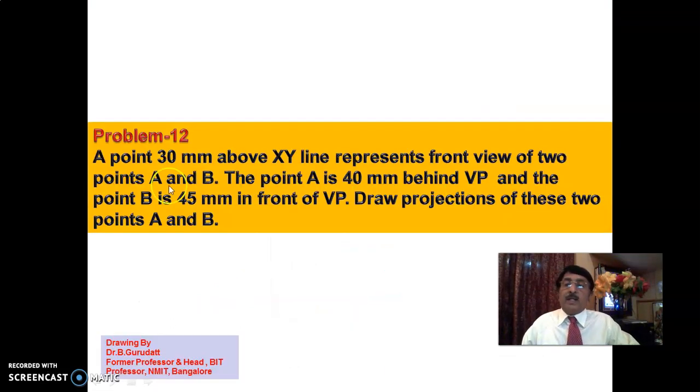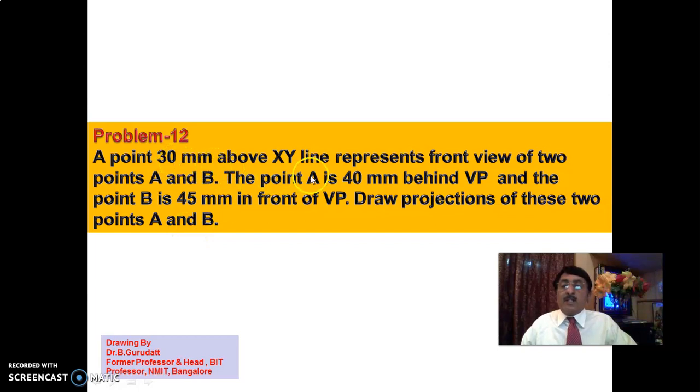Now you see here, there's a problem in this way. A point 30 mm above XY line represents the frontier of two points A and B. The point A is 40 mm behind VP and the point B is 45 mm in front of VP, and draw projections of these 2 points A and B.